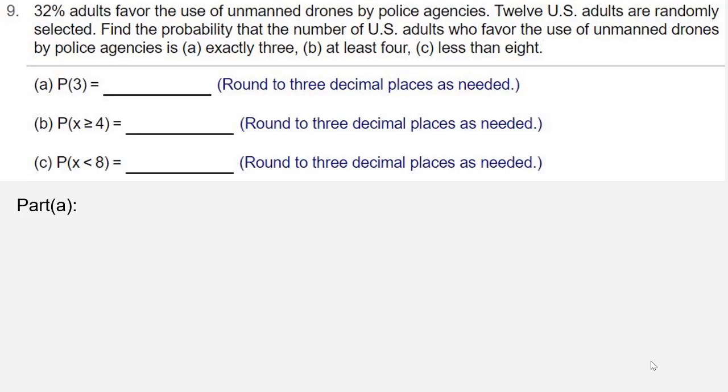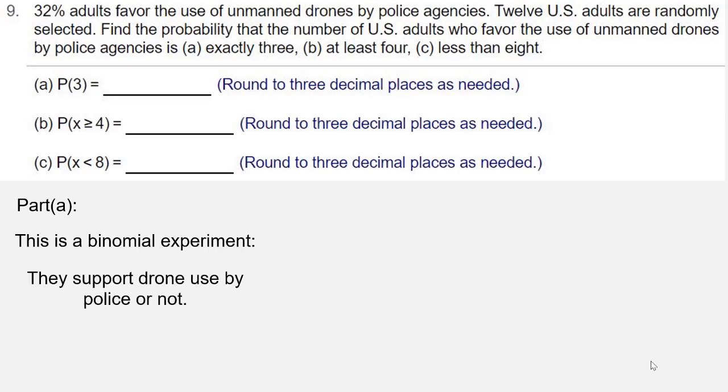So, this is a binomial because either a person favors the use of unmanned drones or they don't. They either support the drone use or not. So that gives us our two possibilities. We need our value of n. N is the number of individuals that we are asking. So we're asking 12 U.S. adults. So our n is 12.